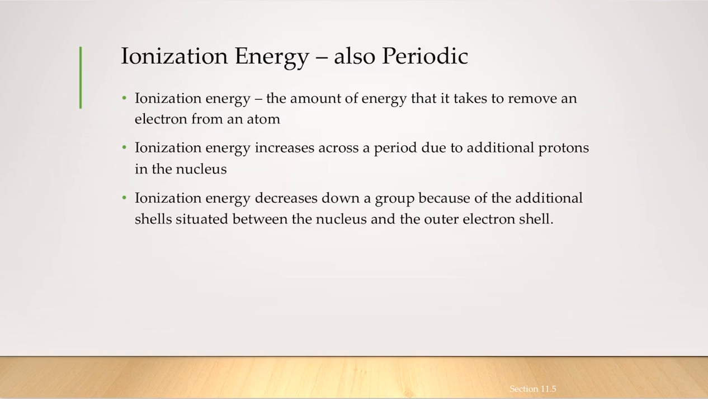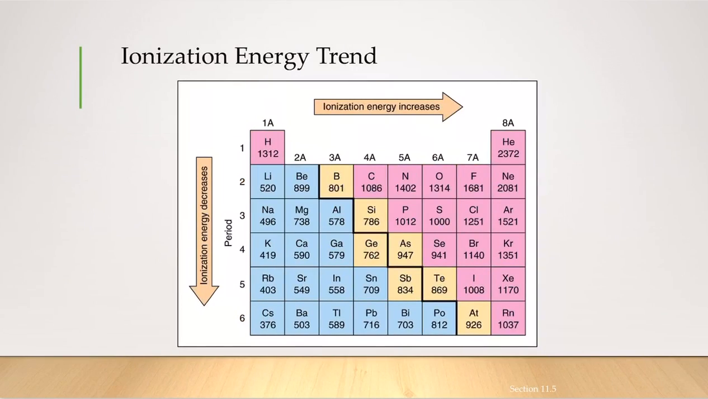So ionization energy increases across a period due to the additional protons that are in the nucleus. Here's the simpler version of the periodic table. As you go from left to right of the periodic table, the ionization energy is going to increase, which means you need to supply more energy in order to remove that electron. And that's because, remember, the atom is shrinking in size, and more electrons are pulled towards the center of the nucleus. If you want to remove that electron, then it's going to take more energy.